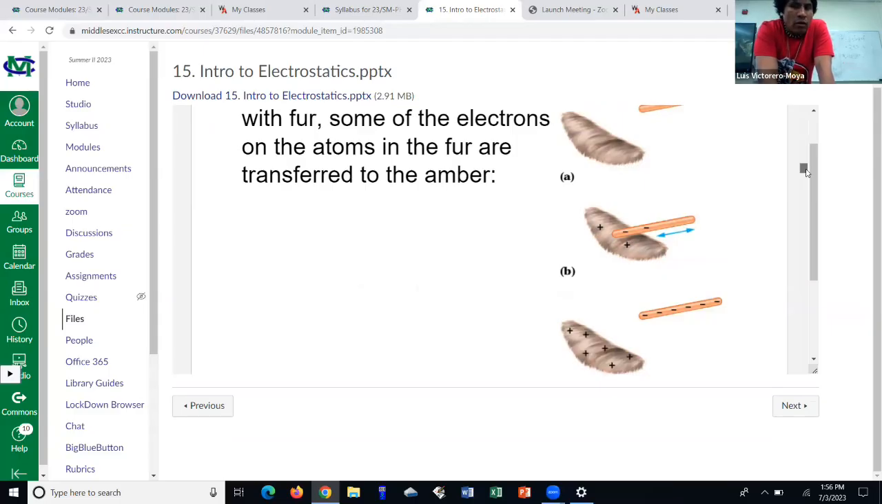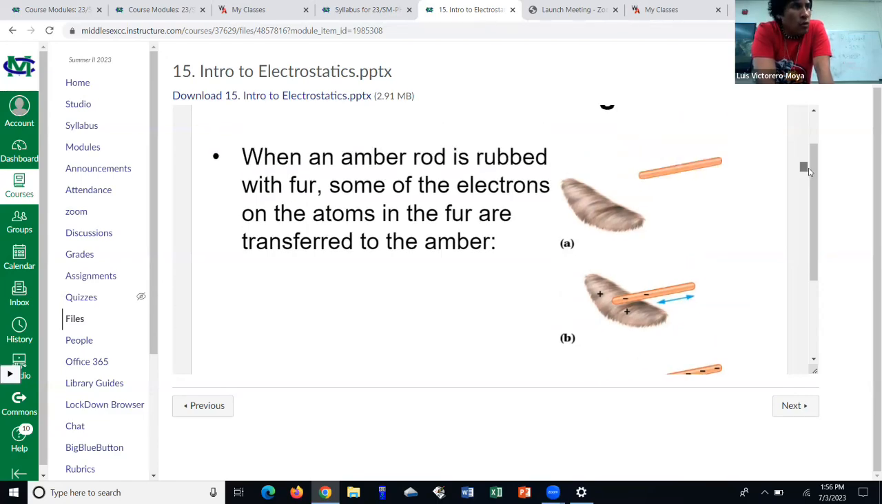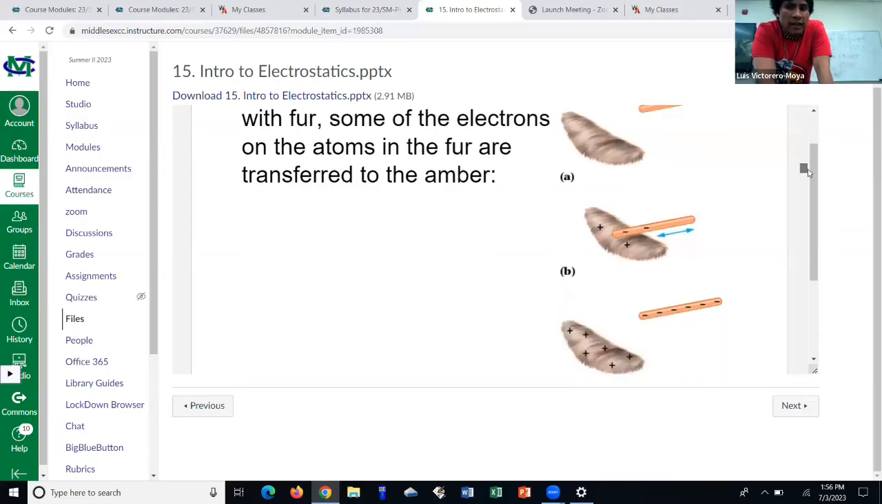Now, what about the overall charge? Well, you probably remember conservation of mass and conservation of energy. You can neither destroy nor create energy or matter. You can only transform it. The same is with charge. You cannot create or destroy charge in the universe. It can only be transferred from one object to another. So if the amber rod and the fur were neutral, then the addition of the negative charge and the positive charge of both objects after rubbing them will be 0 coulombs as well. That's the conservation of charge.